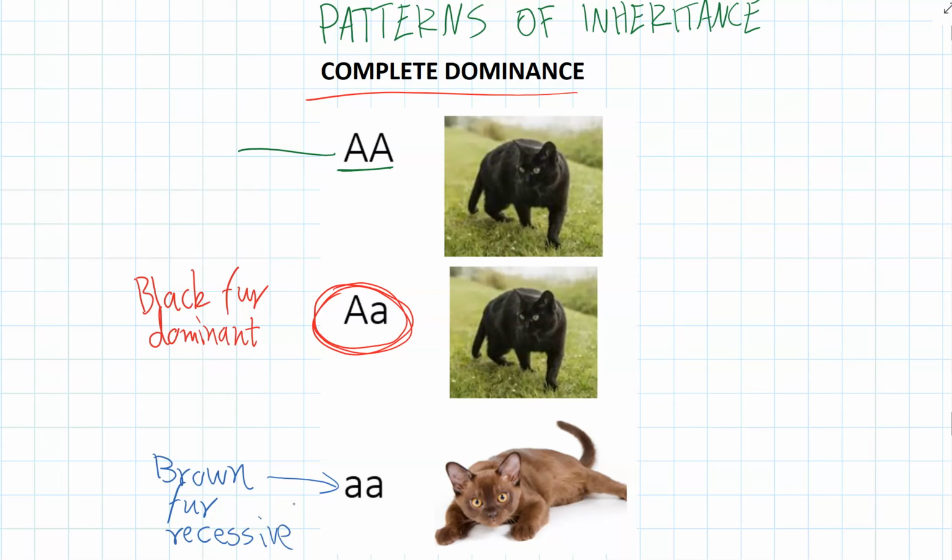And then to show that, which I've already done in this question, we use a capital A to represent the dominant allele, and we use a lowercase a, or whatever letter we're using, to represent the recessive allele.